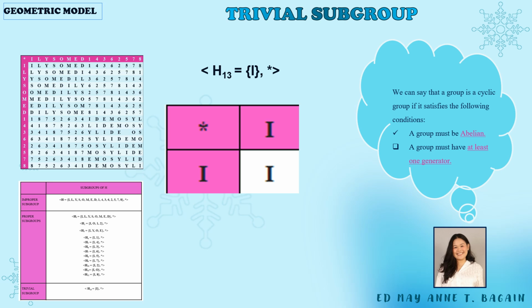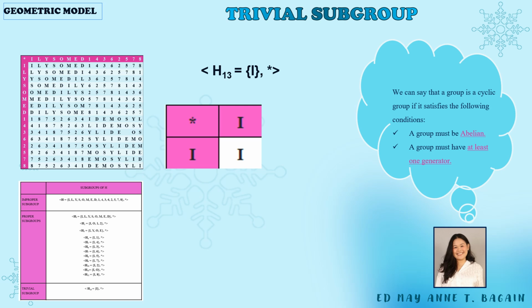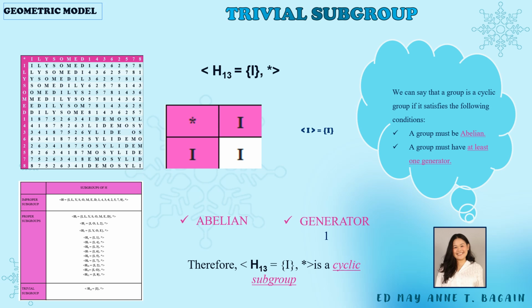So we know that this table is abelian, because as we can see, it's only one element, so everything would be the same. And let's check if it has at least one generator. So yes, it has at least one generator, which is itself. So it's abelian. It has at least one generator, which is I. Therefore, H sub 13, which is I, is a cyclic subgroup because it satisfies all the conditions stated. It is abelian and has at least one generator.